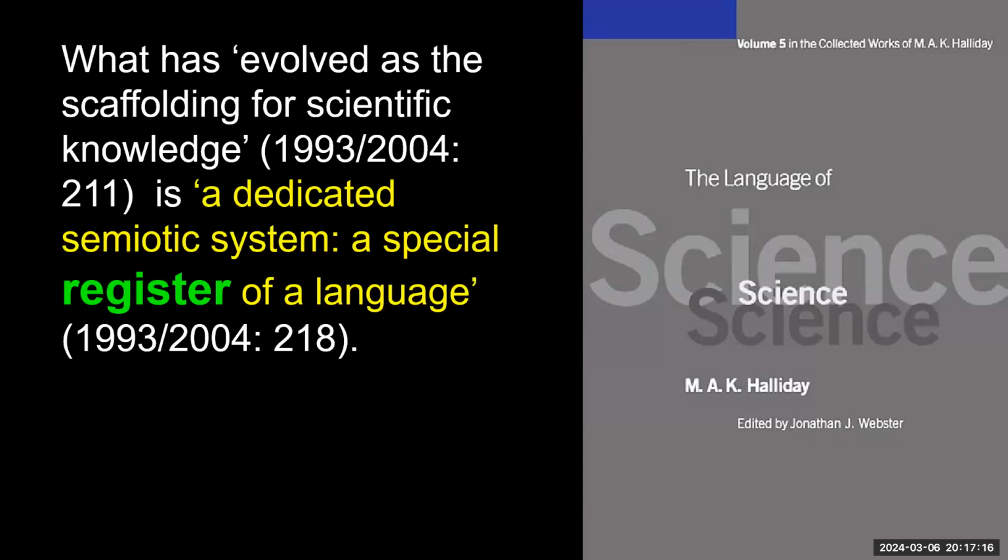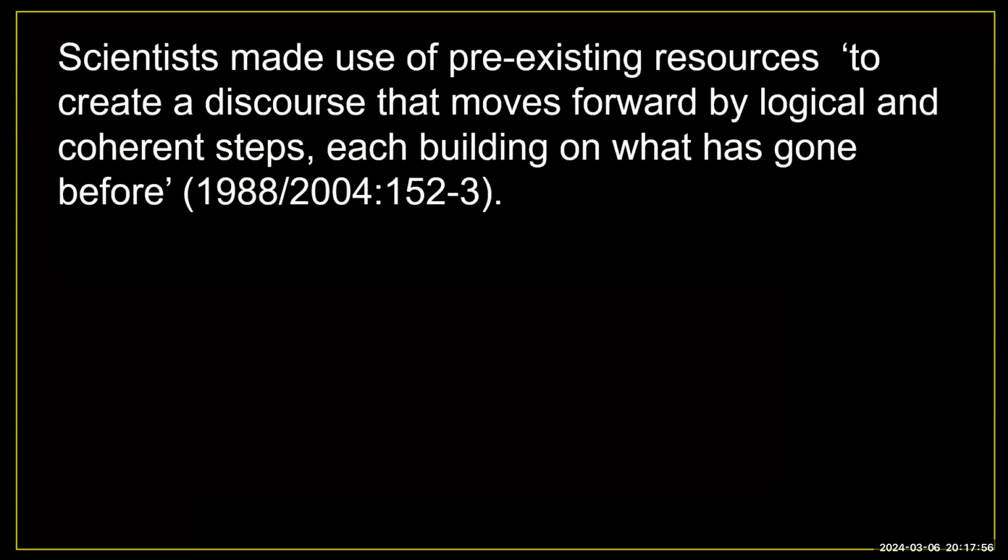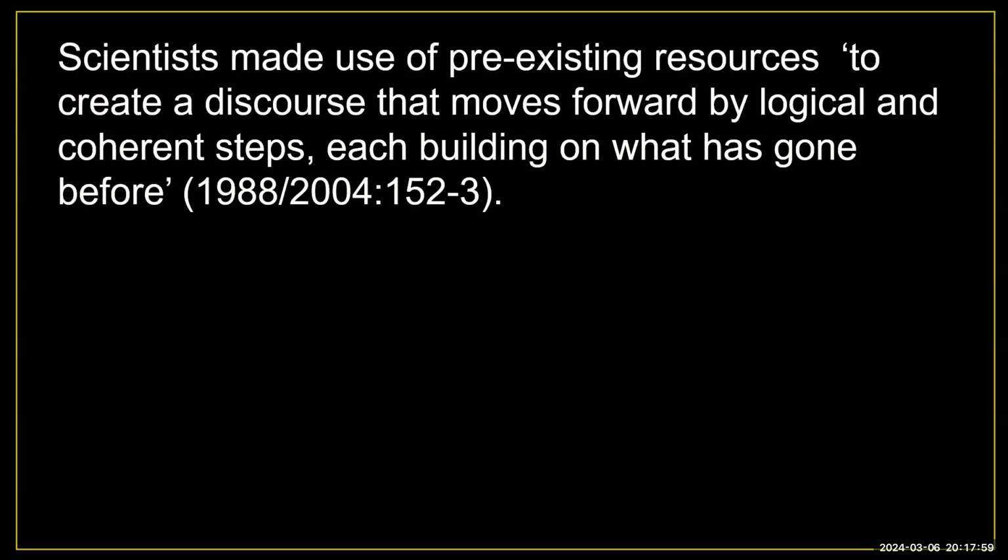What has evolved as the scaffolding for scientific knowledge is a dedicated semiotic system, a special register of a language. What he's suggesting is that when you look at the language of science, you see that those that were doing science developed new strategies for being able to make meaning. New ways of organizing the grammar as a resource for making meaning. He changed the language. Scientists made use of pre-existing resources to create a discourse that moves forward by logical, coherent steps, each building on what has gone before.